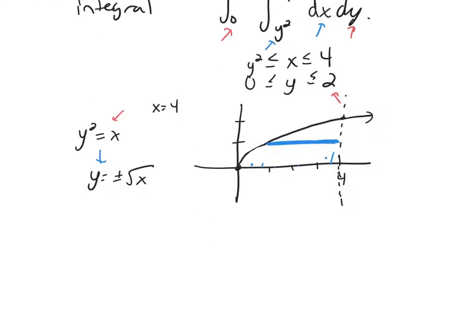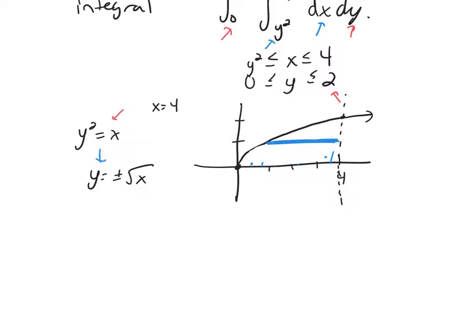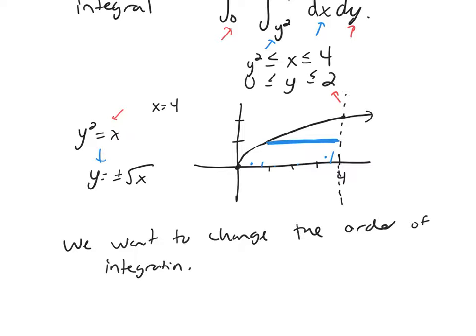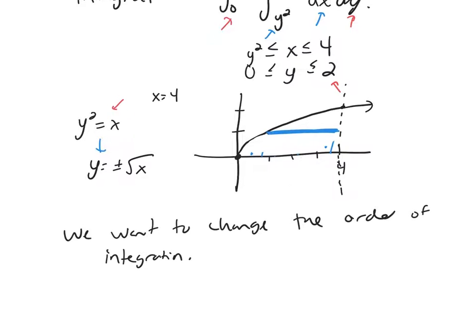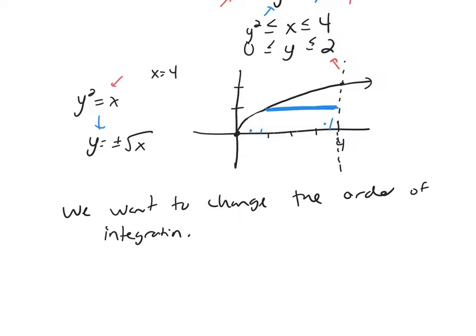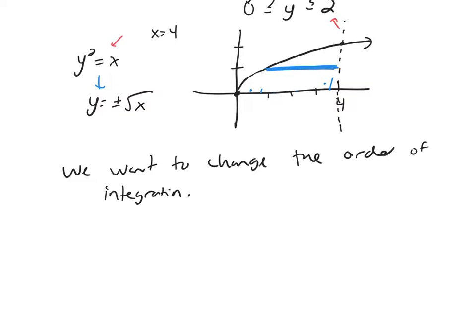So now let's say that we want to change the order of integration. So we want to have y first and then x. We want to have dy dx, and the question is what goes here and here?